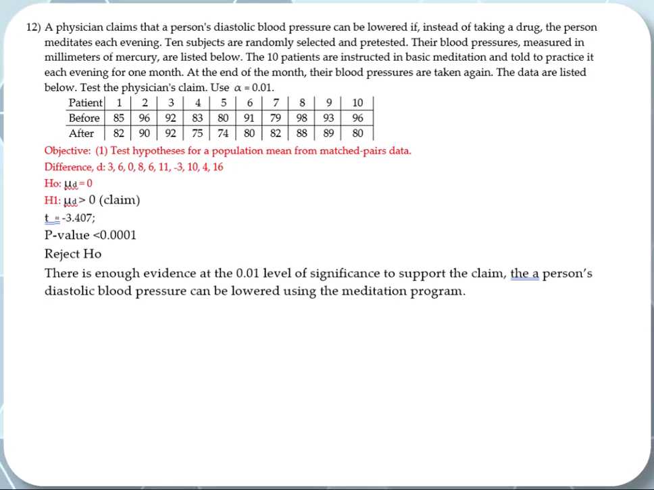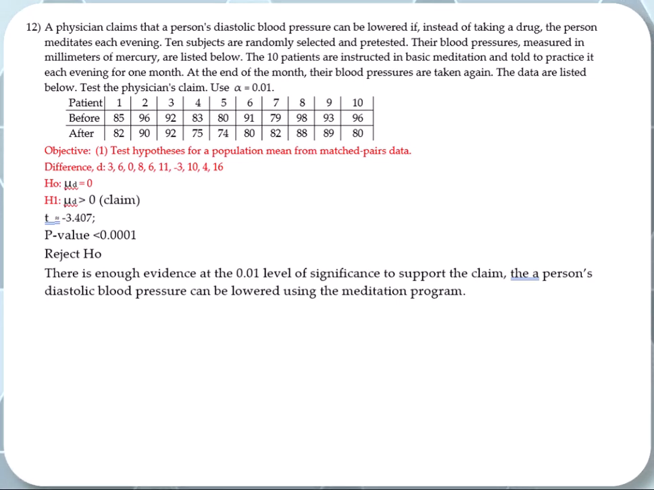Next question. A physician claims that a person's diastolic blood pressure can be lowered if, instead of taking a drug, the person meditates each evening. 10 subjects are randomly selected and pre-tested. Their blood pressures, measured in millimeters of mercury, are listed below. The 10 patients are instructed in basic meditation and told to practice it each evening for 1 month. At the end of the month, their blood pressures are taken again. The data are listed below.